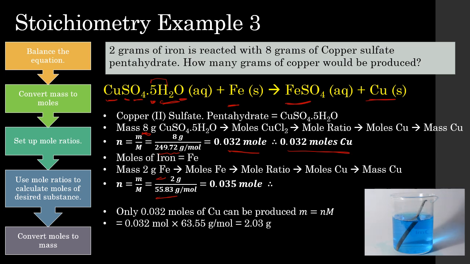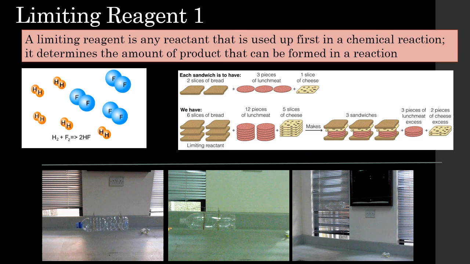Now, I can only use what the smallest amount is. So I'm going to have a little bit left over here, and I'll talk about that soon in the next slide. So we're only going to be able to produce 0.032 moles of copper because this is the smallest one. We'll have a little bit left over of iron in this case. So 0.032 moles times 63.55 grams per mole should predict to get about 2.03 grams.